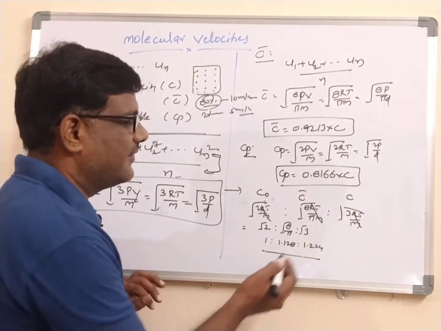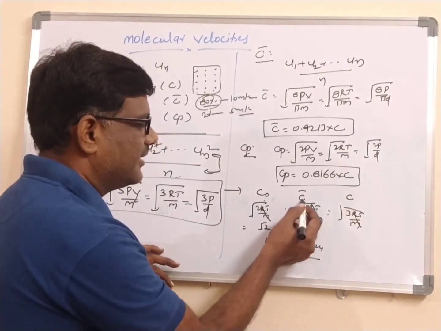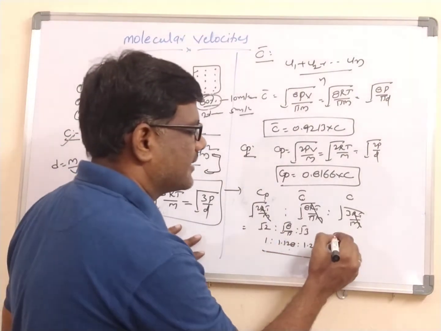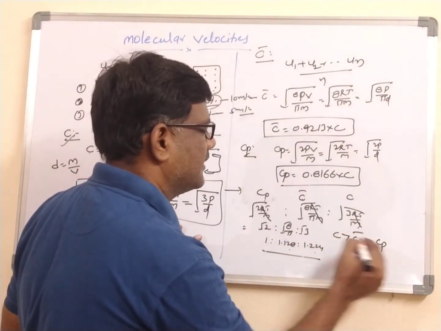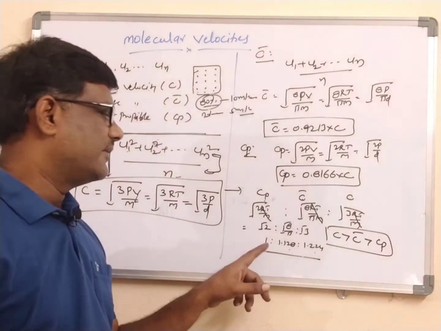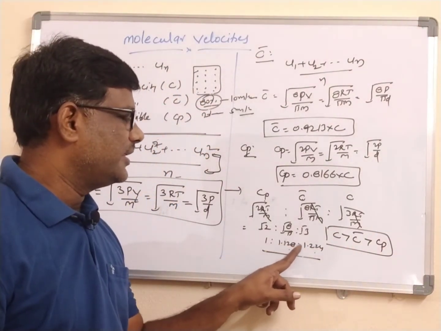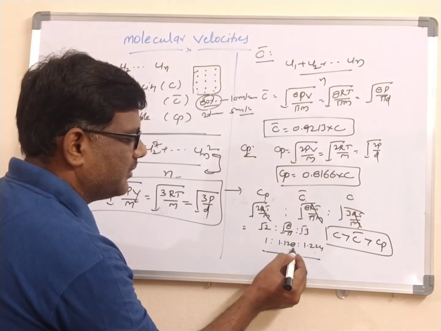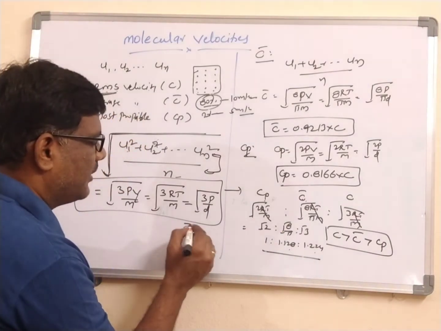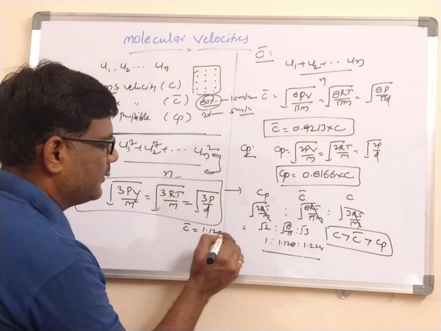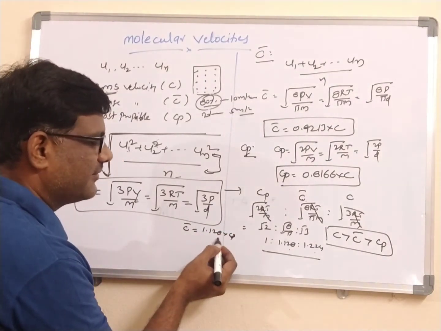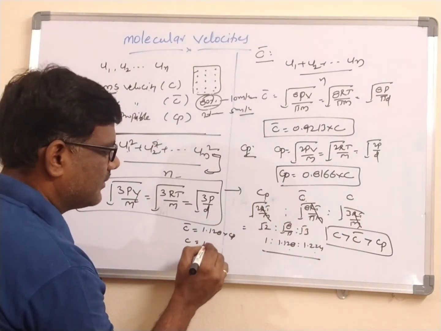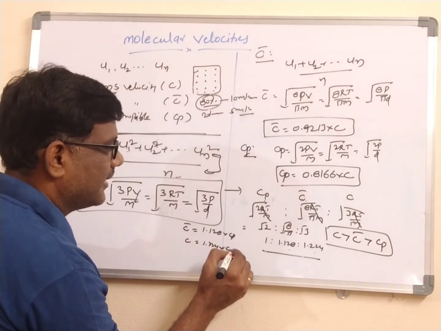Ultimately, by using this we can say which will have the higher value. C will have a higher value than C bar, and C bar will have a higher value than Cp. The order is C is greater than C bar is greater than Cp. If you observe the ratio 1 is to 1.128 is to 1.224, C bar will have 1.128 when Cp is 1. Nothing but C bar is equal to 1.128 into Cp. Similarly, C is equal to 1.224 into Cp.